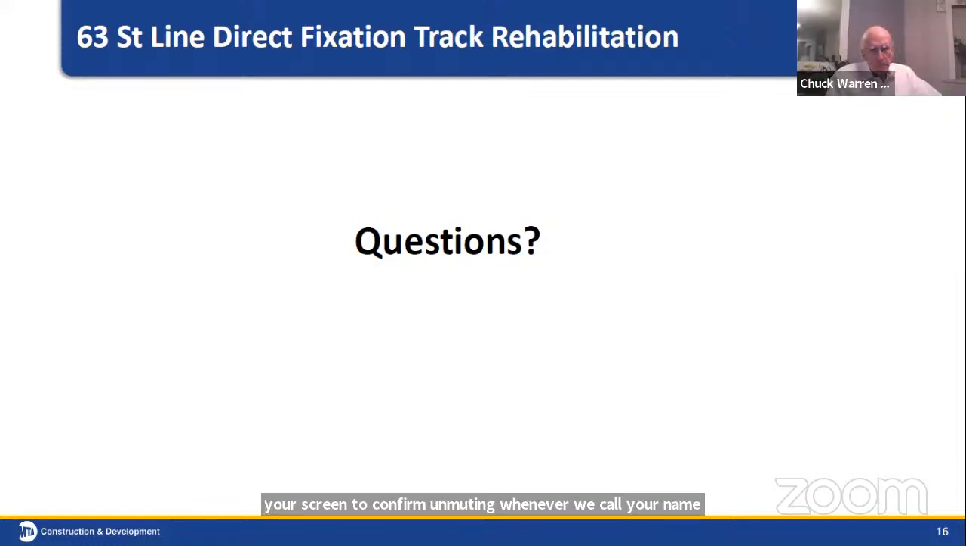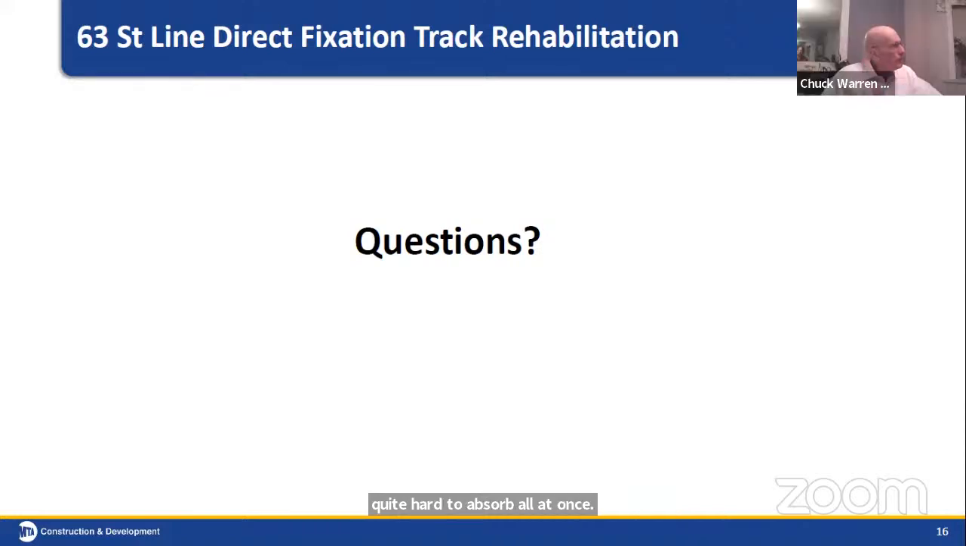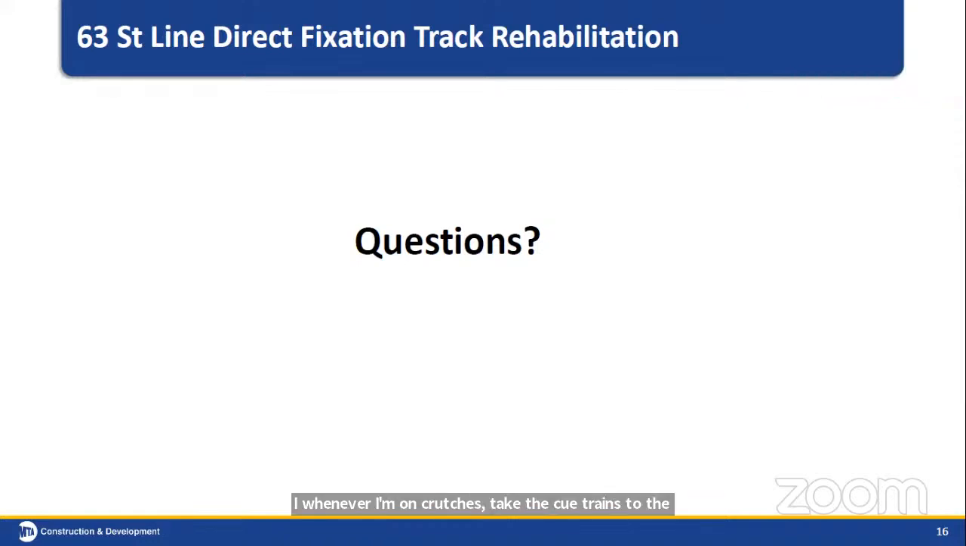Yes, hi, thank you. Thanks for the presentation. It was quite a lot to absorb all at once. Whenever I'm on crutches, I take the Q train to the F train to switch to the E train to get to Jamaica, to get to the Long Island Railroad, because Penn Station is not fully accessible. So if I were on crutches and needing to, prior to the new Grand Central train, which I haven't gotten to take yet, how would somebody get from the Upper East Side to the train station at Jamaica, either for the Long Island or to get to the train to the plane or something in an accessible way?